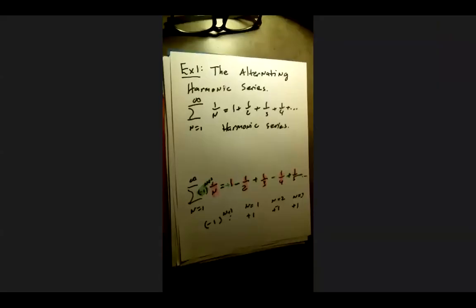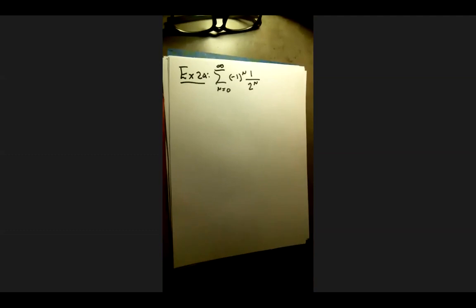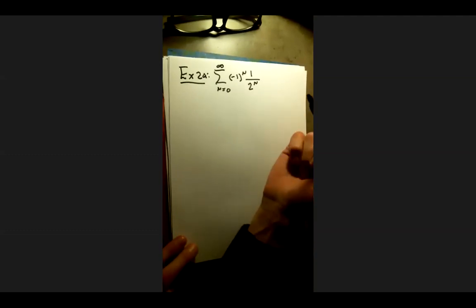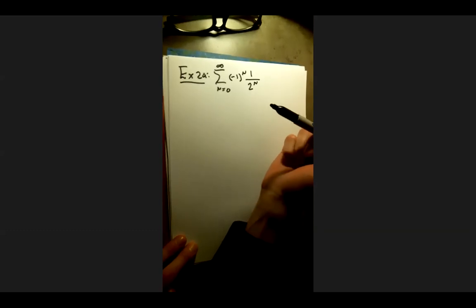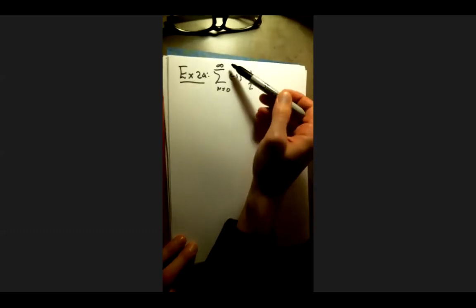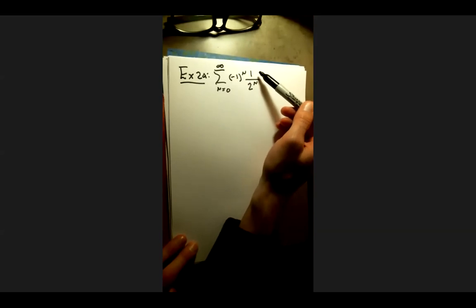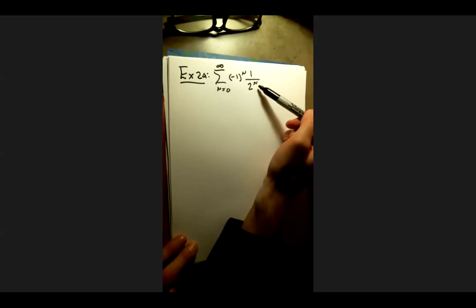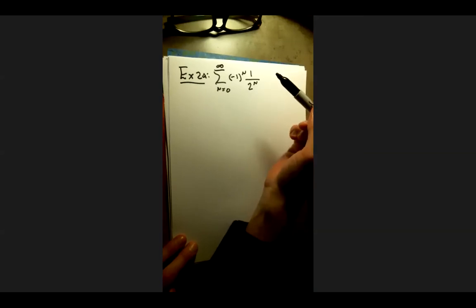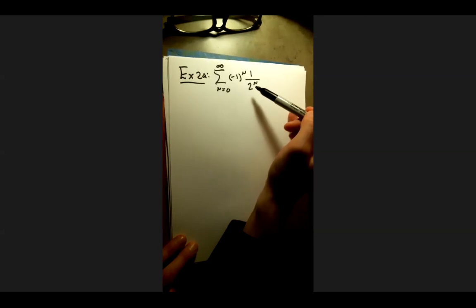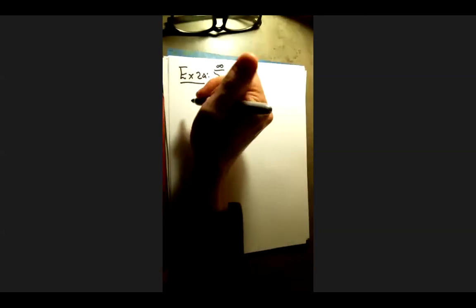Very good. All right, so let's look at a couple of examples. Here we are in example 2a, and I have the sum from n equals 0 to infinity of (-1)^n over 2^n. We want to know: is this series convergent or divergent? And if it's convergent, is it absolutely convergent? We can start by asking, is it convergent or divergent?